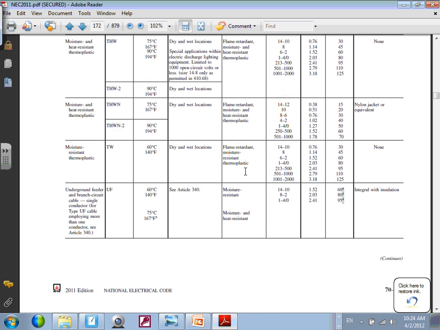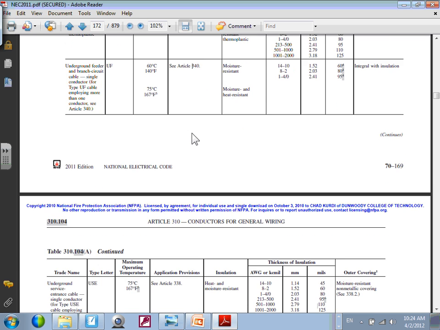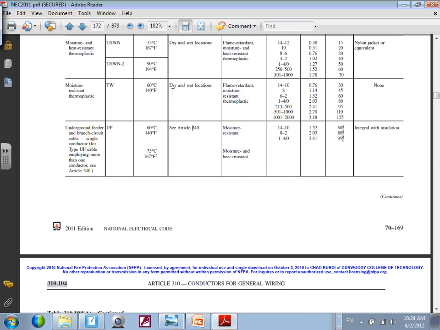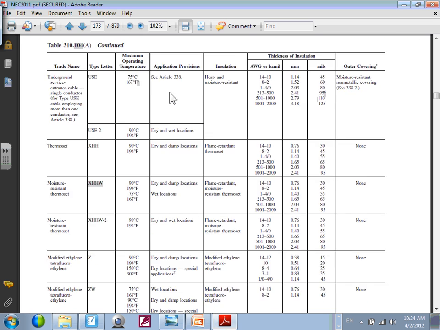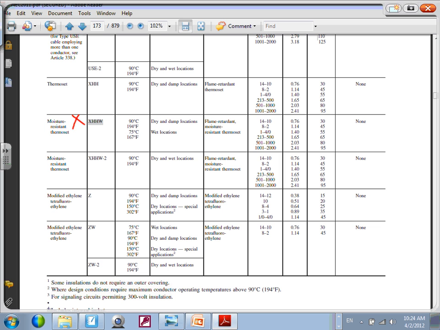Okay, so if you look at the last one, here's your UF cable, Ashley. UF is rated for 60 or 75, depending on the application that you use it. Most of the time, we use it for 60. TW, God forbid, 60. Okay, here's the XHHW. This is another common insulation that you're going to use. XHHW and XHHW2. W2 rated for 90 regardless of the location. You can buy it from 14 to 2000.